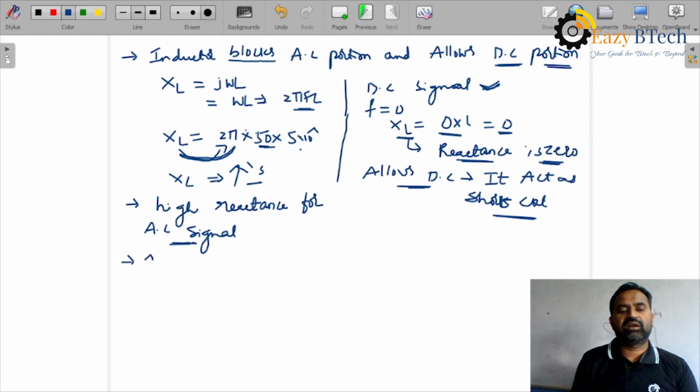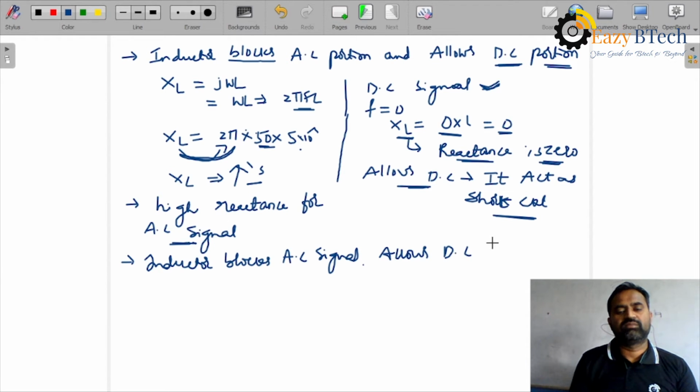Then the inductor blocks AC signal and allows DC signal. Inductor blocks AC signal and allows DC signal.